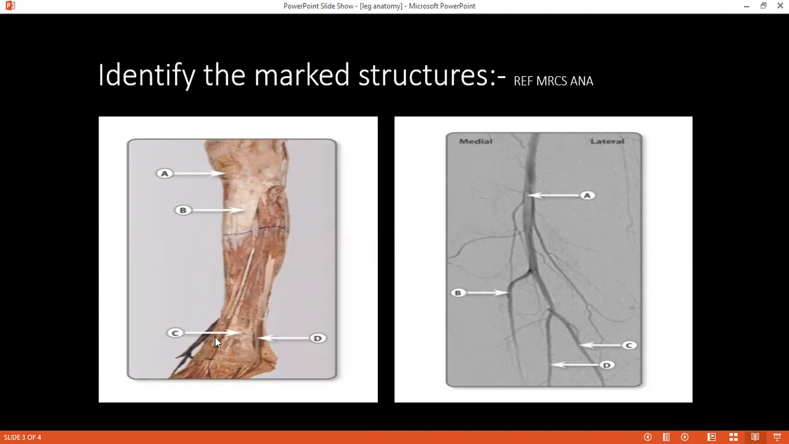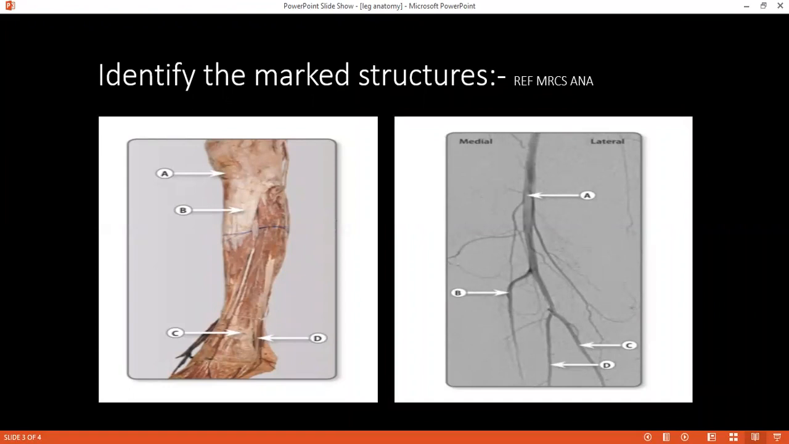Okay, and number C is lateral malleolus, and number D is tendo. Sorry, ma'am, number D, I can't remember. Can you please tell me how many compartments there are in the leg? There are four compartments: anterior compartment, superficial posterior, deep posterior, and lateral compartment.